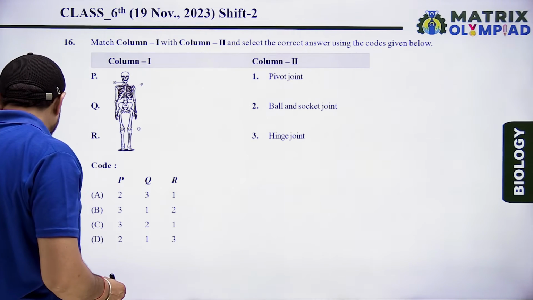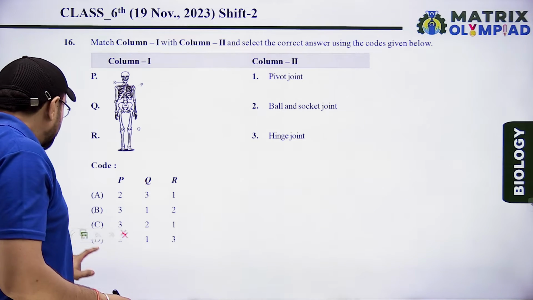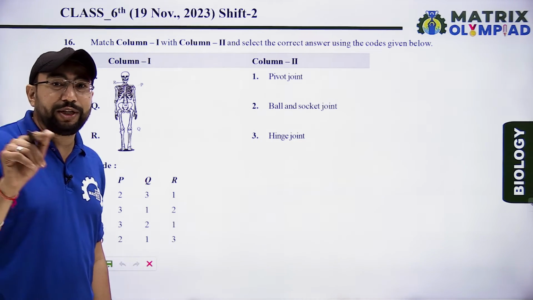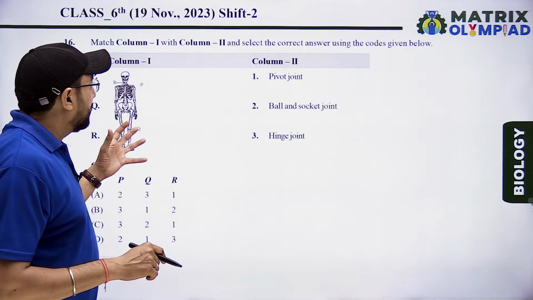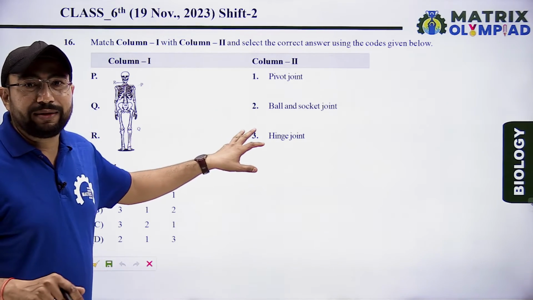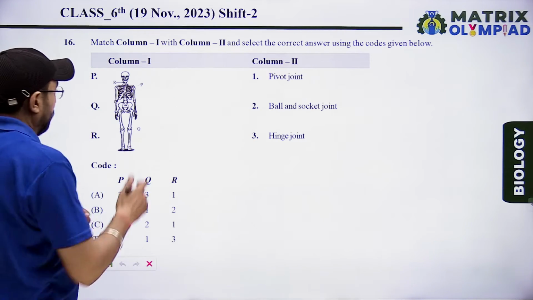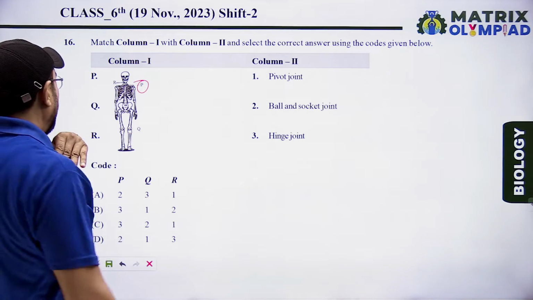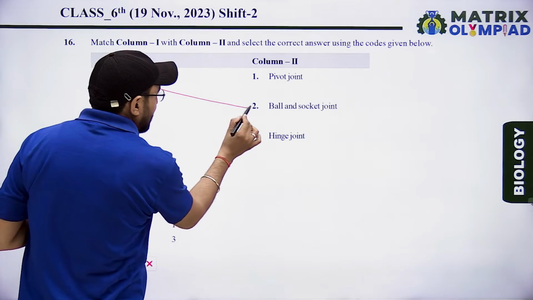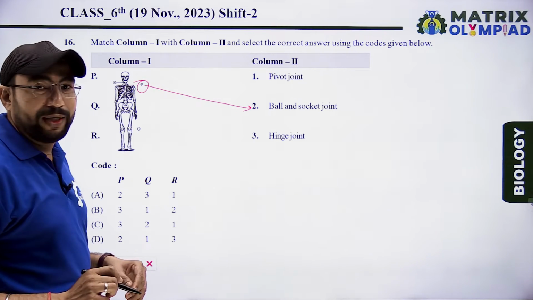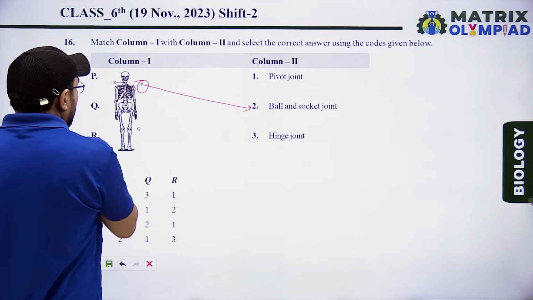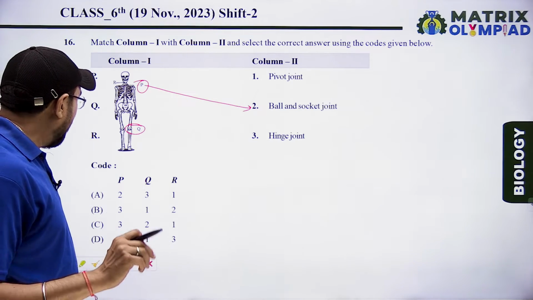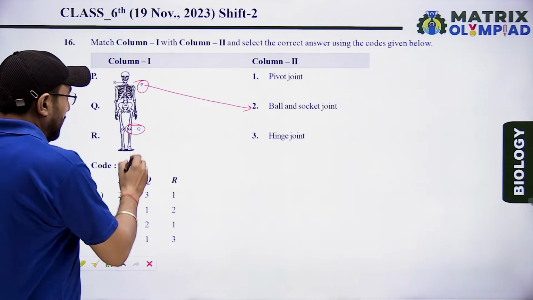Match the first and second columns with the skeletal system. PQRS are mentioned in the skeletal system, and match the second column. Which one is correct? P is the ball and socket joint. So, second is right for P. Next, R and Q. Q is present at the knee joint.